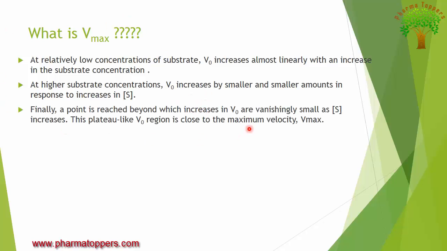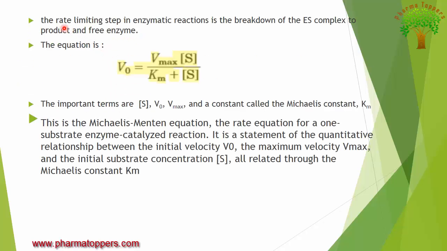Finally, a point is reached in which the increase in the initial velocity of the reaction is vanishingly small as substrate increases. So you get a saturation point, as we can call it, at which no matter how much you increase the substrate concentration, the velocity does not increase. And that point is called the maximum velocity, that is Vmax. The rate limiting step in the enzyme reaction is the breakdown of the enzyme substrate complex.